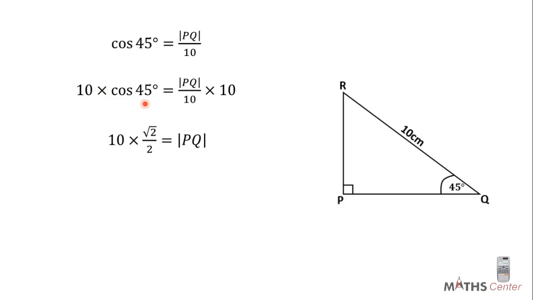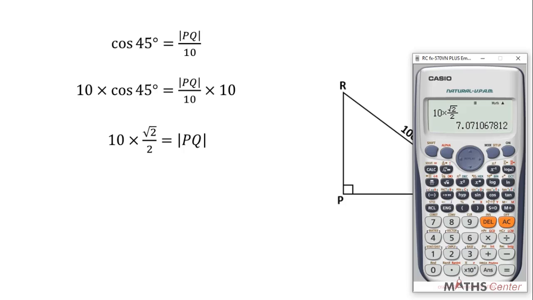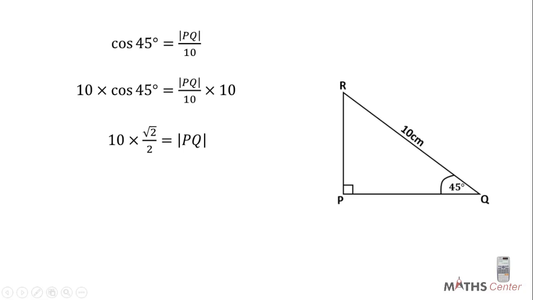You find cos 45 on your calculator. Now when you find cos 45 on your calculator, you will see that cos 45 is the same as sine 45. So cos 45 is also equal to square root of 2 divided by 2. So you have 10 times square root of 2 divided by 2 is equal to PQ. When you do this on your calculator, you see that PQ will also give us 7.07 centimeters.